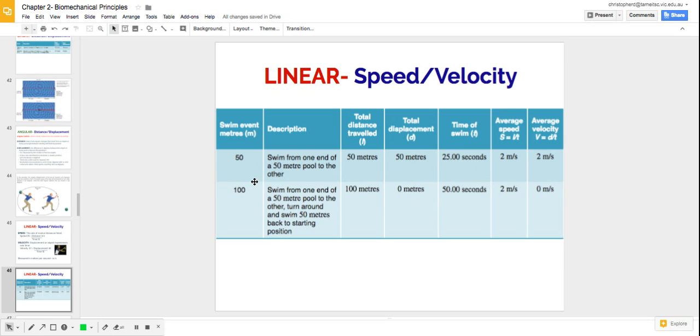If we use our example of the 100 meters, so we swim up from one end and back to another, we swam 100 meters and it took us 50 seconds, our average speed is going to be 2 meters per second because 100 divided by 50 is 2 meters per second. Our average velocity is going to be 0 because our displacement is 0, because in the 100 meters we swam from one end to another and back. So our displacement is 0 because our starting position is the same as our finishing position.